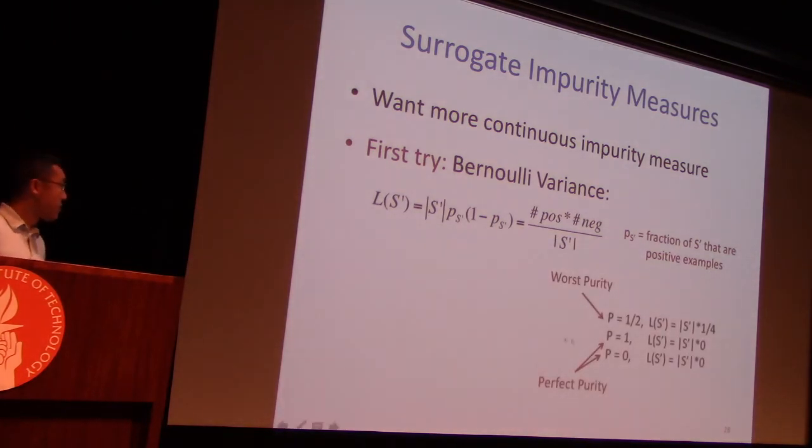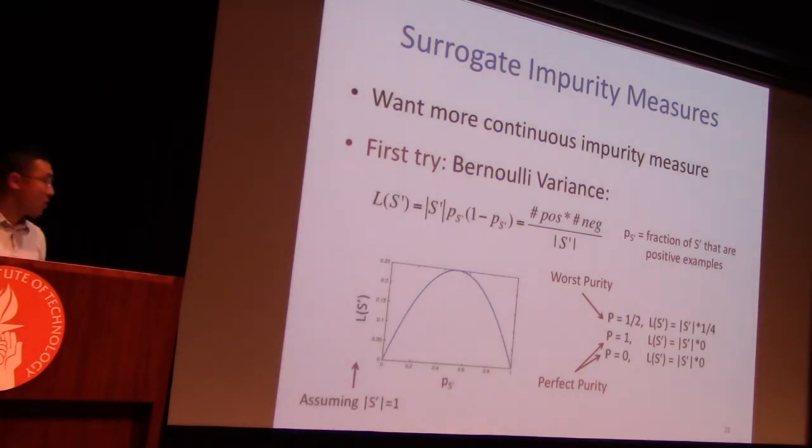And so the worst impurity is when the fraction is exactly 1/2. In that case, it's the number of training examples in this partition divided by 4. And the best impurities are when it's either 100% positive examples or 100% negative examples, in which case the Bernoulli variance and the impurity is 0. And you get a curve that looks like this.